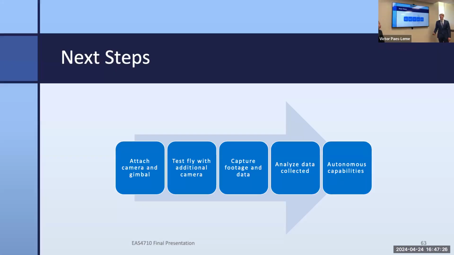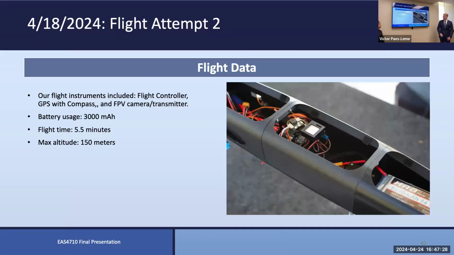Yeah. There's our test flight, and then this is some of the data that we got from that successful test flight that we were able to read. So overall, we used 3,000 milliamp hours on our battery, which was able to do 5,000 milliamp hours, so about 60% of the battery usage. And then we flew for a total of 5.5 minutes with a max altitude of 150 meters.